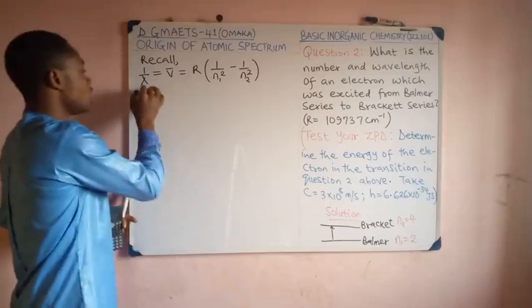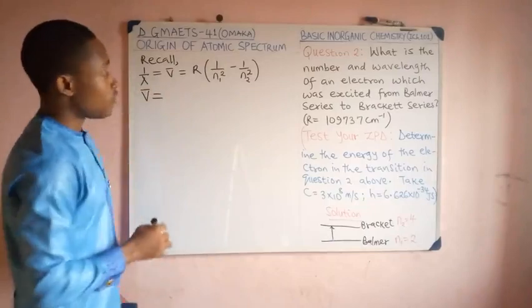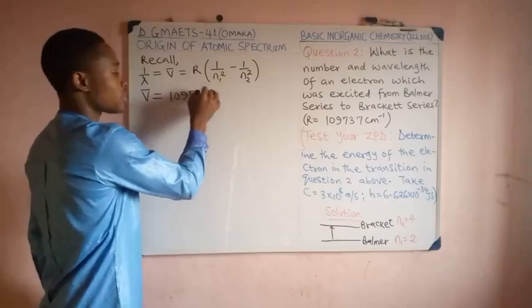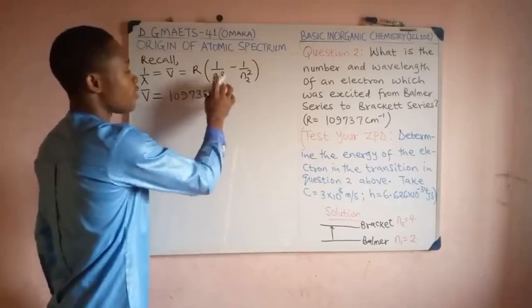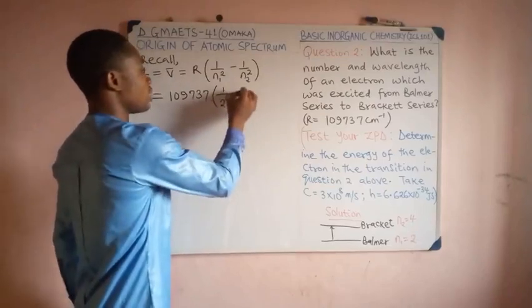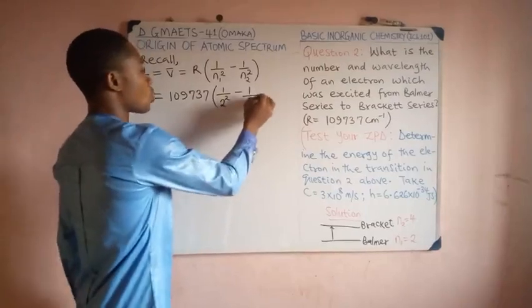So let us obtain the number. Is that okay? Let's obtain the number. That is the wave number of the electron. So it's going to be 109737, open bracket, 1 over n1. The value of n1 is 2, so I'm going to square it, minus 1 over n2. The value of n2 is 4, I'm going to square it.